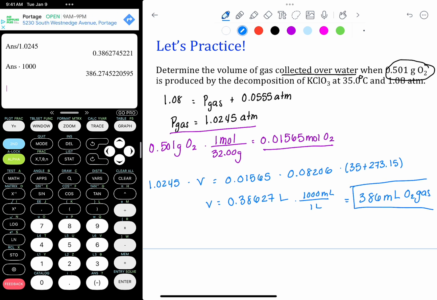Okay, so that's our way of using PV equals nRT, as well as our concept of partial pressures, to come together and determine either the volume or the mass of a gas that is collected over water.